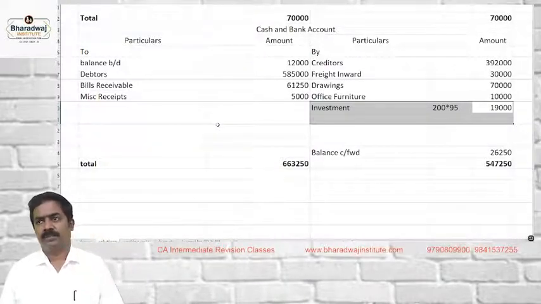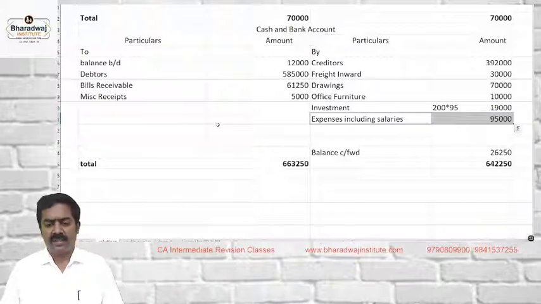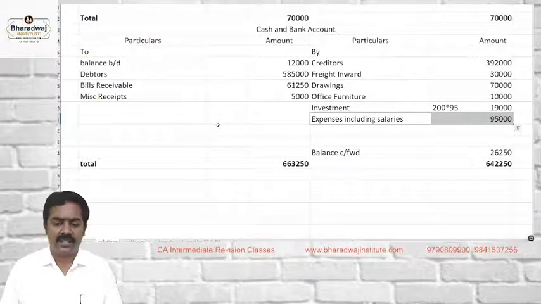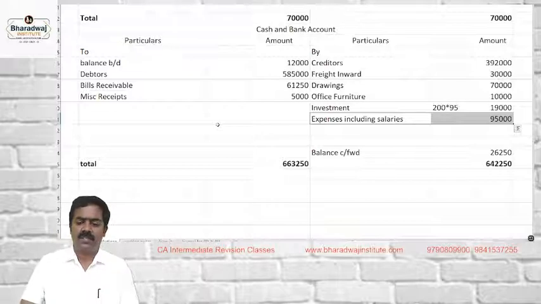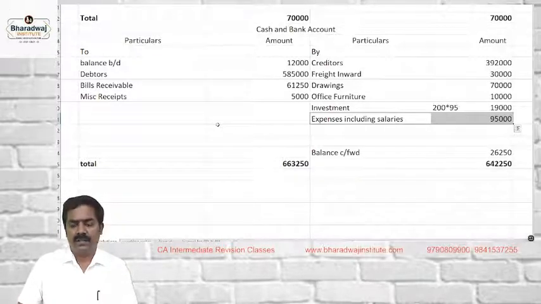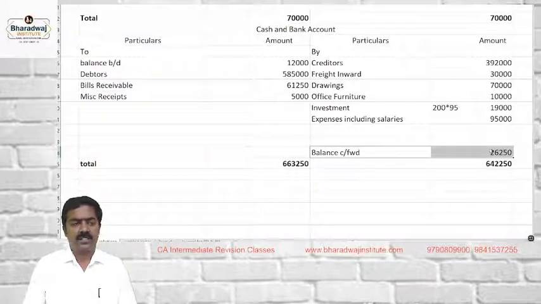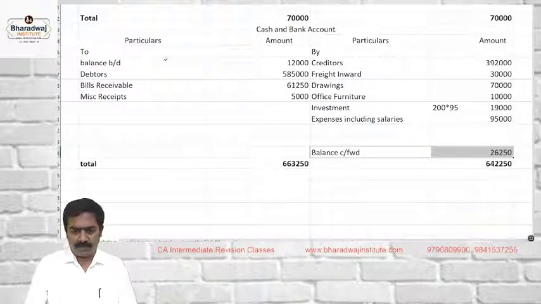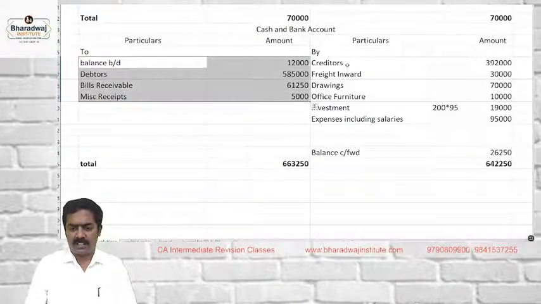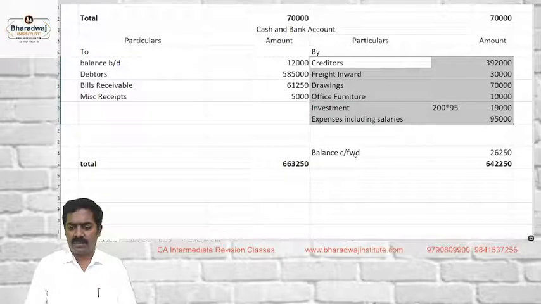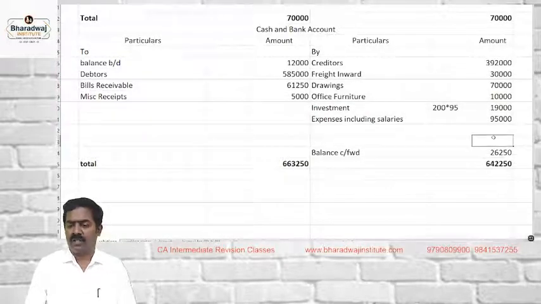Then sundry expenses, of course, including salaries, how much? 95,000. Sundry expenses including salaries, 95,000. Then any other payment that we missed out? Closing balance, yes, 26,250. Opening balance plus receipts minus all the payments. Closing balance is also given to us.